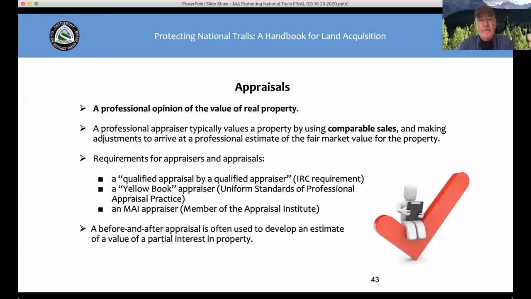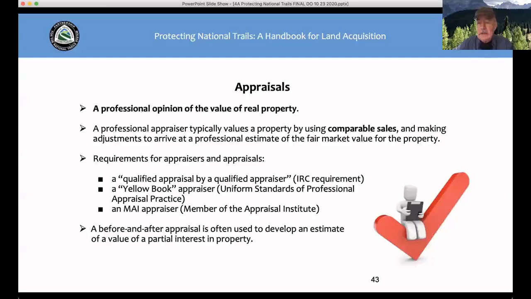An appraisal is a professional opinion of real property. It's done using comparable sales. There are other methods of doing it, but almost always an appraisal will come back to somebody doing a professional appraiser using comparable sales of similar properties and then making adjustments to arrive at a professional estimate of the fair market value.